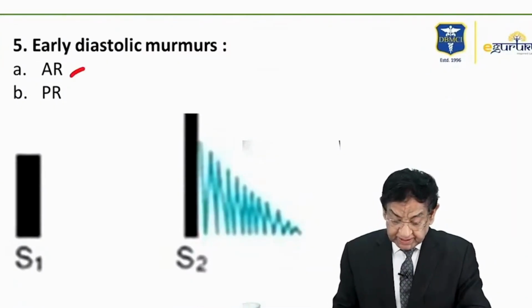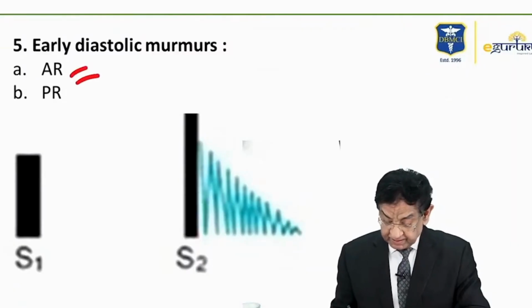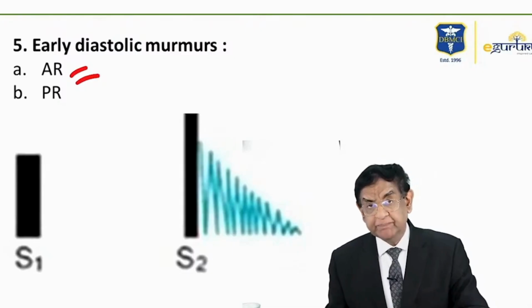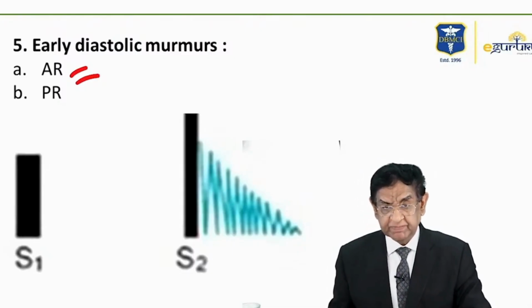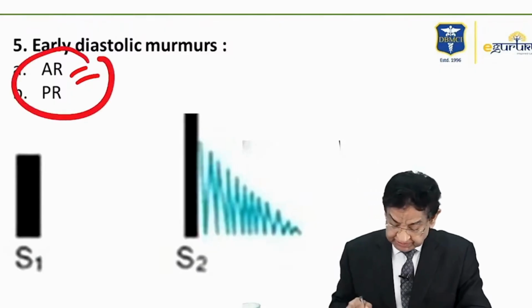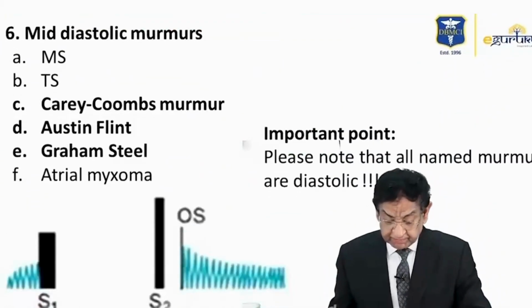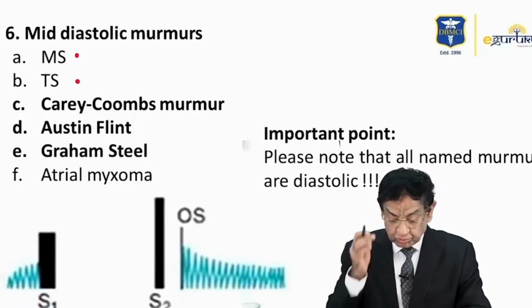Early diastolic in AR and PR, that starts after the second sound. In aortic and pulmonary regurgitation, early diastolic murmurs are there. You can see. Mid diastolic murmur, MS, is known to all of you.